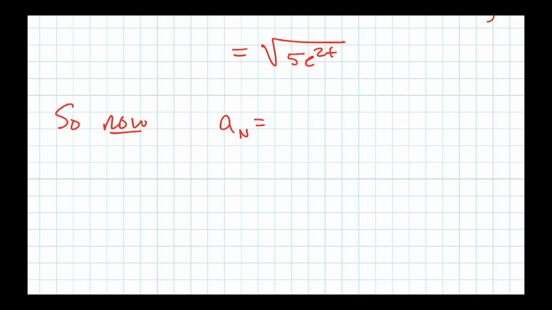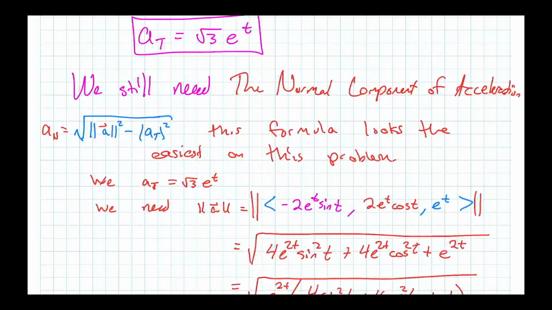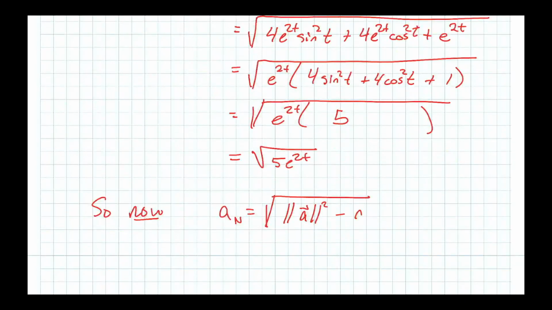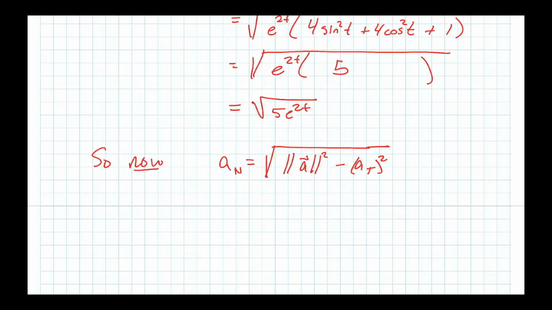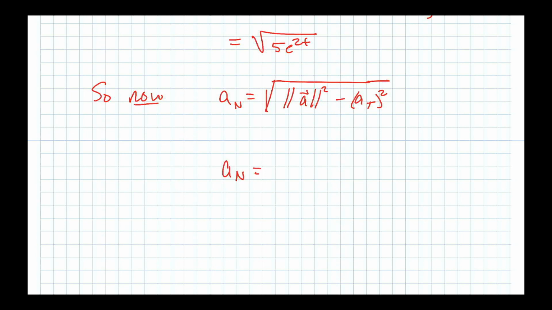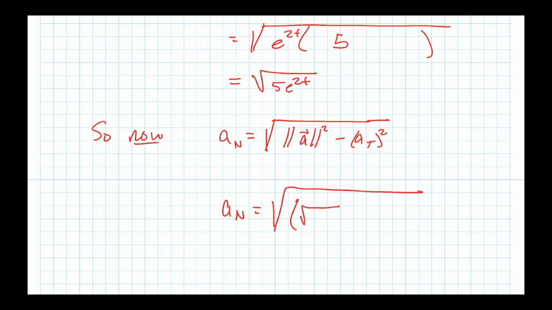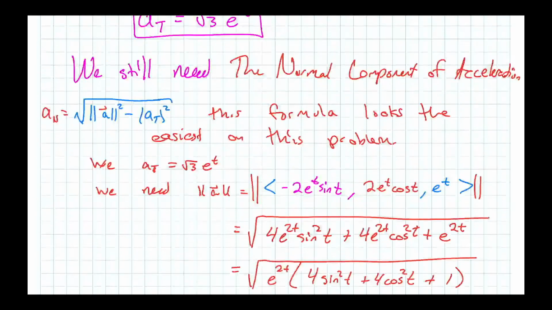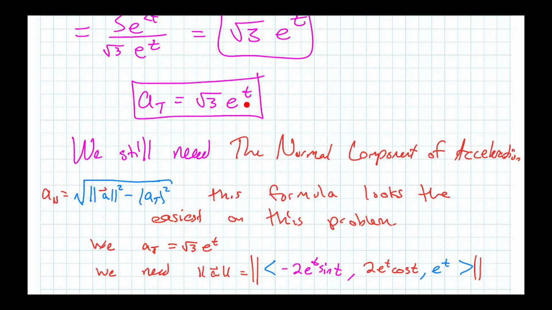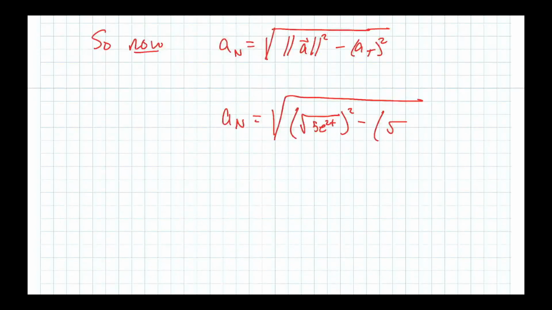we're going to use our AN, which was the square root of the magnitude of A squared minus AT squared, right? All right, so we just fill them in. So AN is the magnitude of A, which is what we just calculated, square root 5 e to the 2t, squared, minus AT squared. AT was square root 3 e to the t, squared.